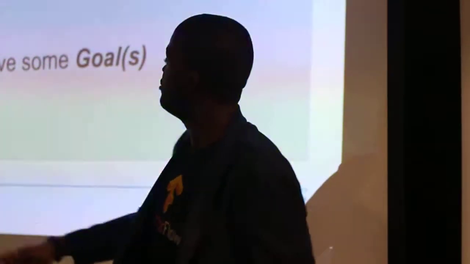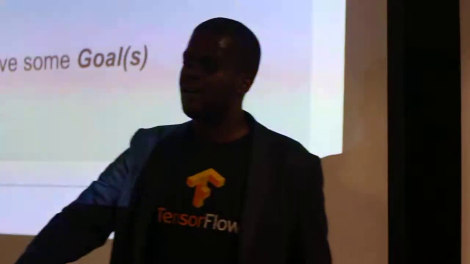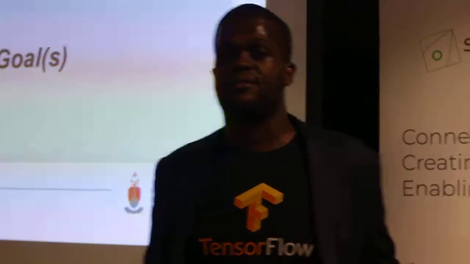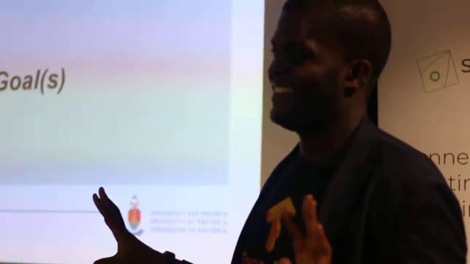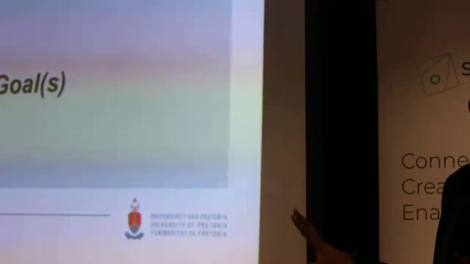Environment, so it could be in this room. It takes action, so let's say it's a robot that has to clean the room and it has to achieve some goal, and the goal is to clean the room. Right, that's AI. Nothing more complex than that.